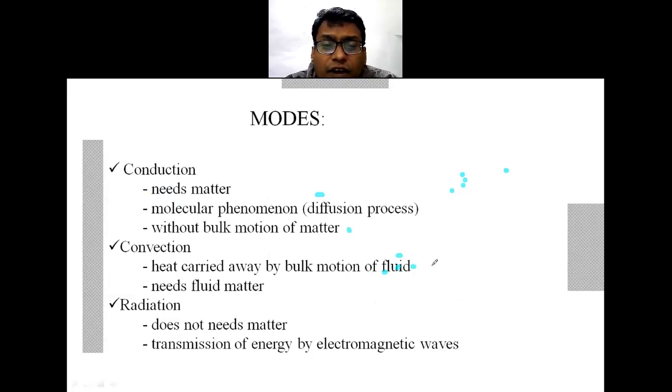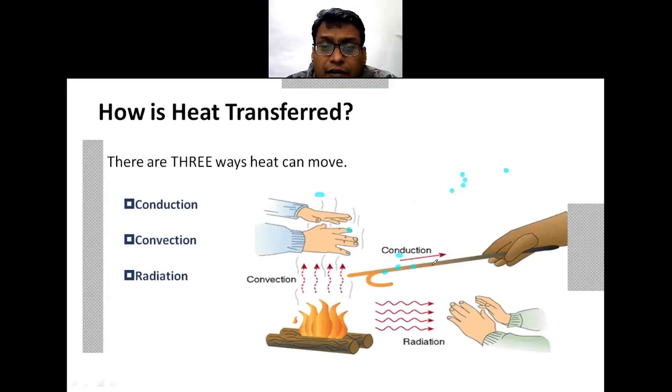Then in the case of convection, heat is carried away by the bulk motion of a fluid, and it needs fluid matter. In convection, convective currents are developed in the air that is getting heated. So the medium is different. The medium is air, or you can say the fluid. In the case of conduction, it is the solid metal rod that is the medium. Here in convection, it is the air or the fluid.